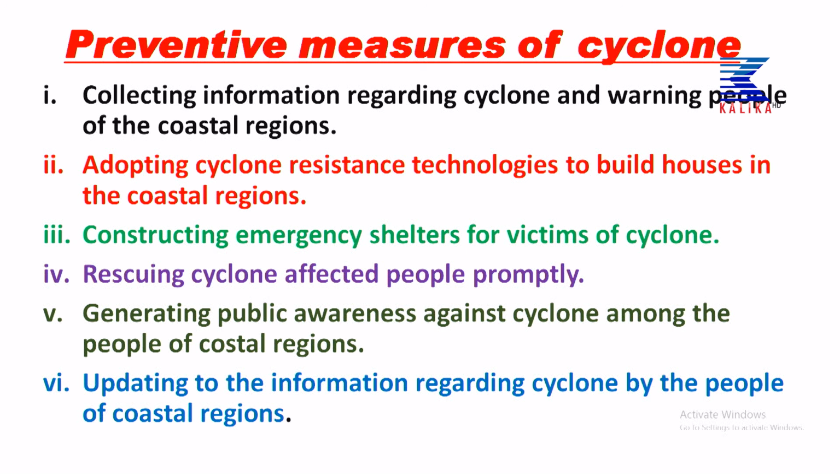Flexible house or lighthouse. Constructing emergency shelters for victims of cyclones when they are homeless and they need to stay somewhere. That's why we need to manage the shelters for them. Rescuing cyclone affected people promptly, so we need to rescue them. Likewise, generating public awareness against cyclone among the people of coastal areas, and keeping updated with the information regarding cyclone by the people of coastal areas. If the cyclone is emerging or going to hit a particular coastal area, they need to know.